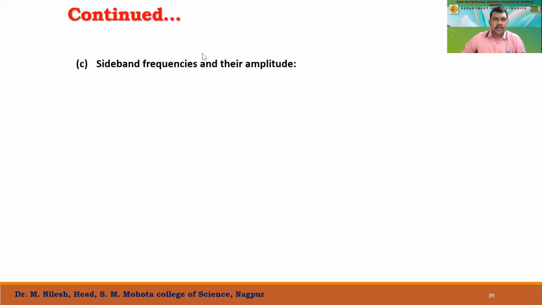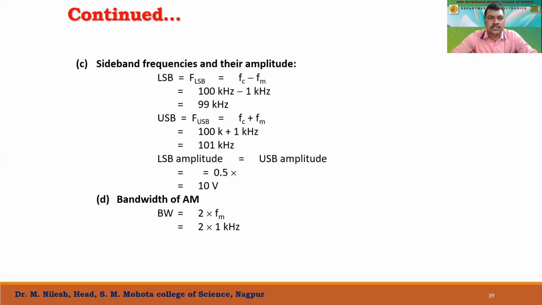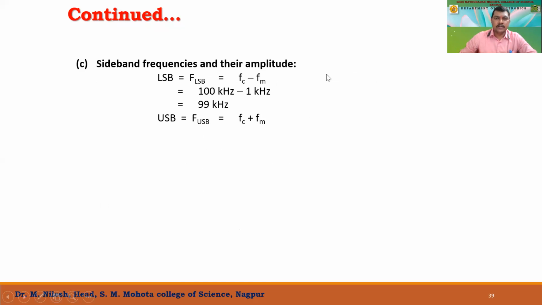Then secondly, we will start with the sideband frequencies and their amplitudes. So LSB will be like this, and USB will be fc plus fm. Similarly, the amplitude will be like this, and the bandwidth will be twice fm, so twice 1 kilohertz. So this much is over. I guess this is a best example to understand how we can calculate these things. If you have any questions regarding this, you can ask me.